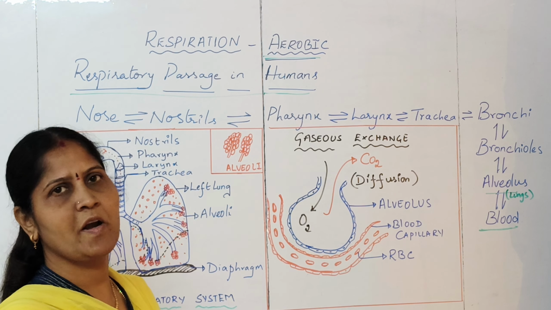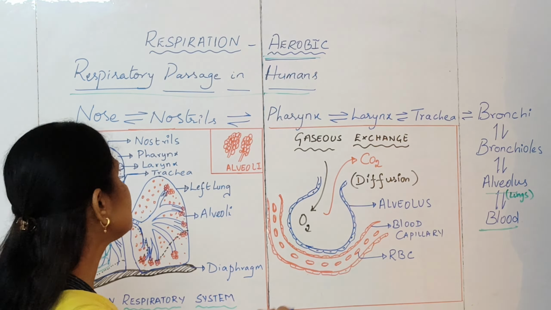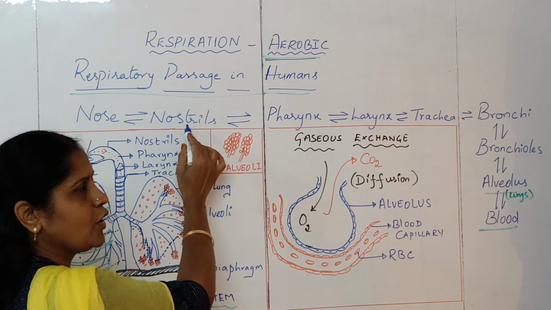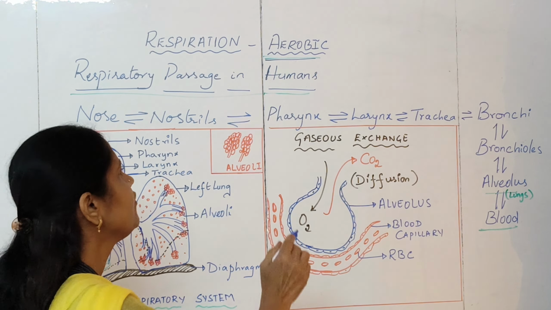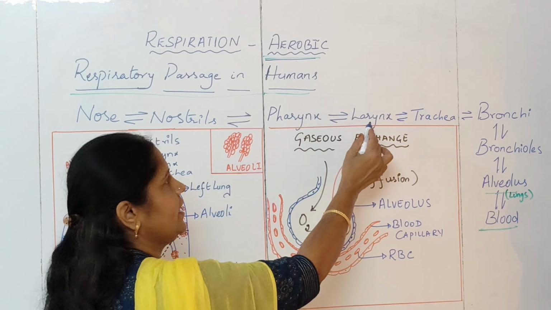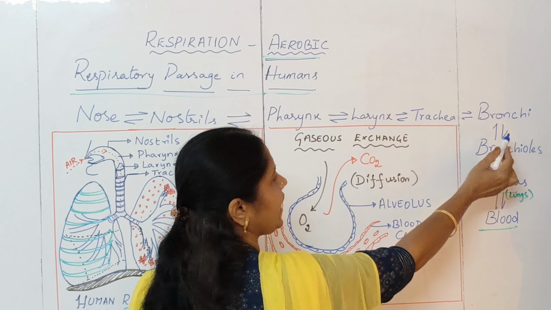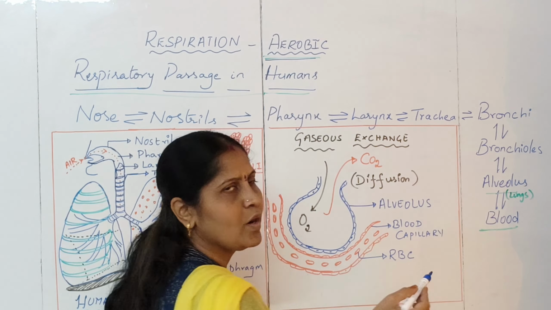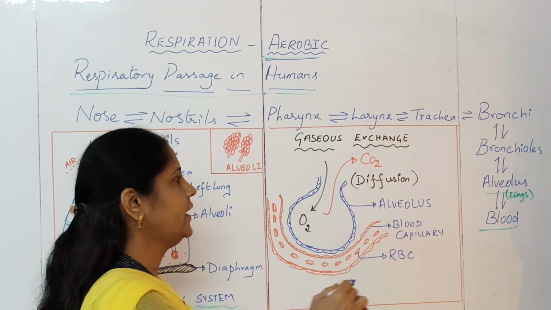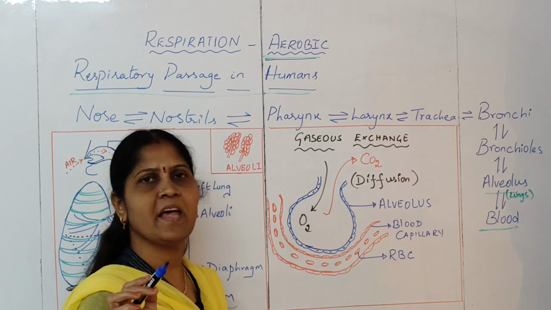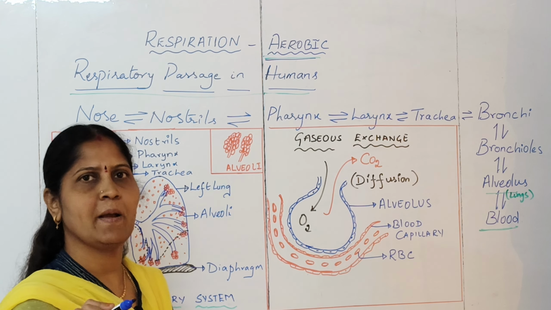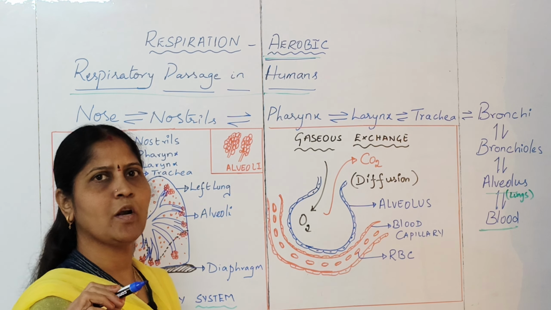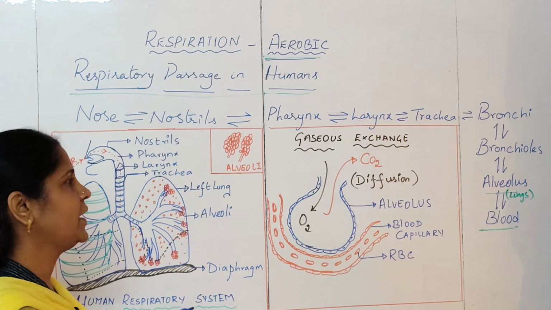So if you see the respiratory passage in the case of human beings, there is the nose followed by the nostrils or nasal cavity, followed by the pharynx region, larynx, trachea, bronchi, bronchioles, alveolus, which is part of the lungs, and then you have the blood wherein the exchange of gases will take place. So let us see what all these parts are in the human respiratory system.